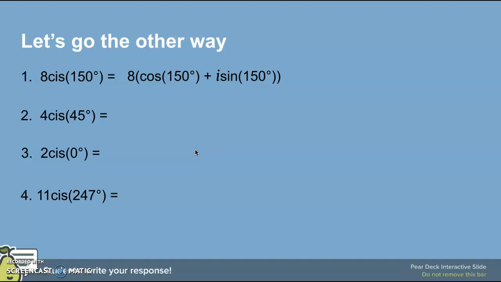And of course, you know the cosine of 30 is square root of 3 over 2, and the sine of 30 is a half, but when cosine's in the second quadrant, it's negative. And I just need to distribute the 8, and I get negative 4 root 3 plus 4i. All right, the next one. I'm going to spread this out.